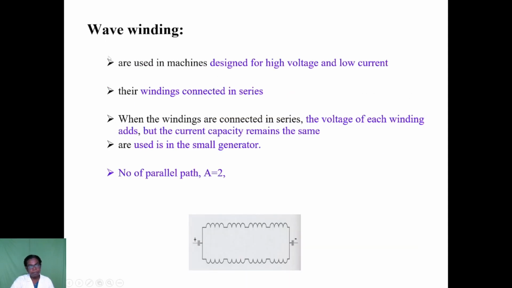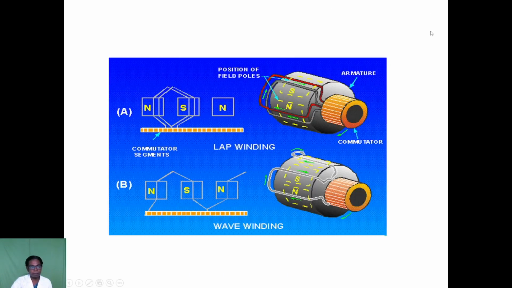And then wave winding. The wave winding is used in designs for high voltage and low current, but the lap winding is for low voltage and high current. Okay, so their windings are connected in series only, not in parallel. So that's why the number of parallel paths A is 2. It's a constant. Okay, this is also used in small generators. So the wave winding is used in small generators only.